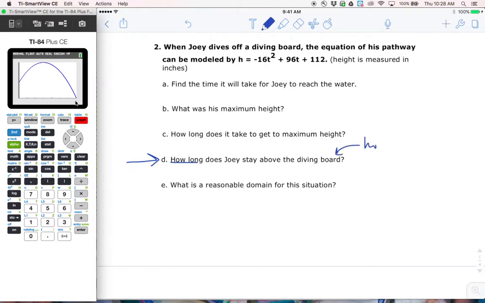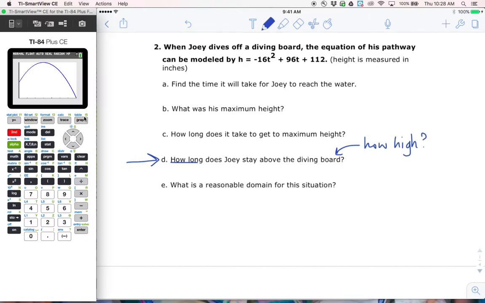Well, how high is the diving board? Because if we don't know that, we can't answer this question. How high is the diving board, guys? You kind of got to look at the graph here. You need to have an understanding of what's happening. Look, I start here, and this is height. So either Joey can fly or levitate, or he's standing on something right here when we start.